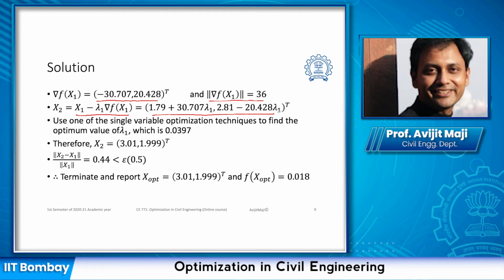As we replace this particular point in our objective function and try to optimize the lambda 1 value, we can get the lambda 1 value as 0.0397. So our x2 point is going to be 3.01 and 1.999. At this point, if we try to compare with the previous point, we'll see that the relative movement of the point is actually 0.44, which is less than the precision which we have set.